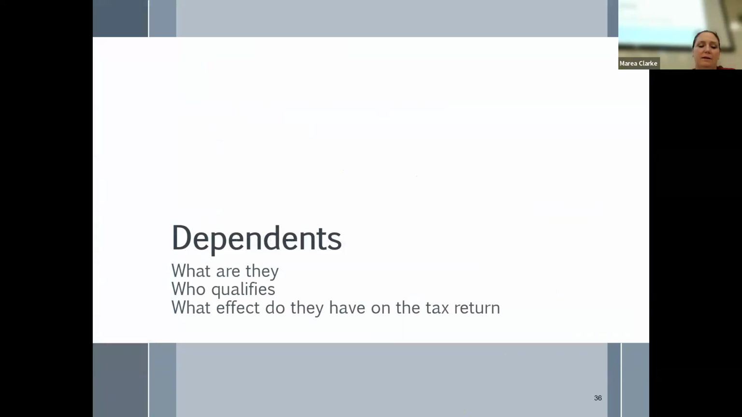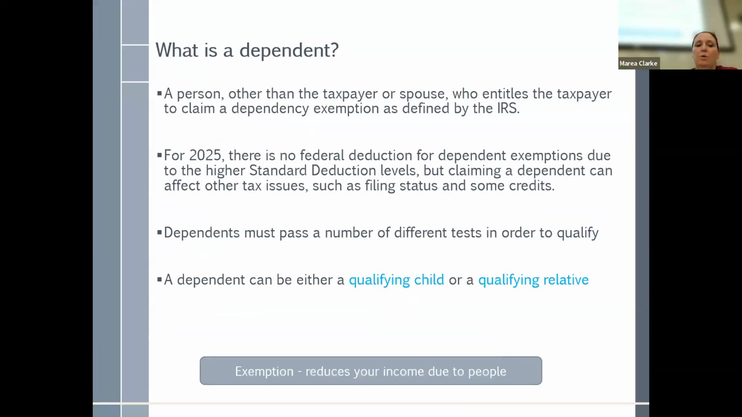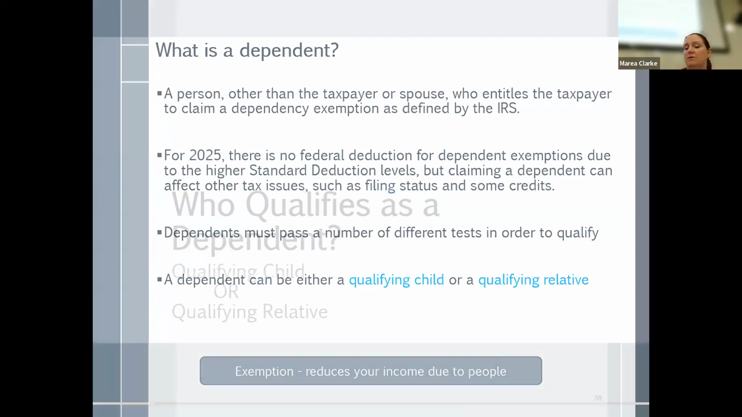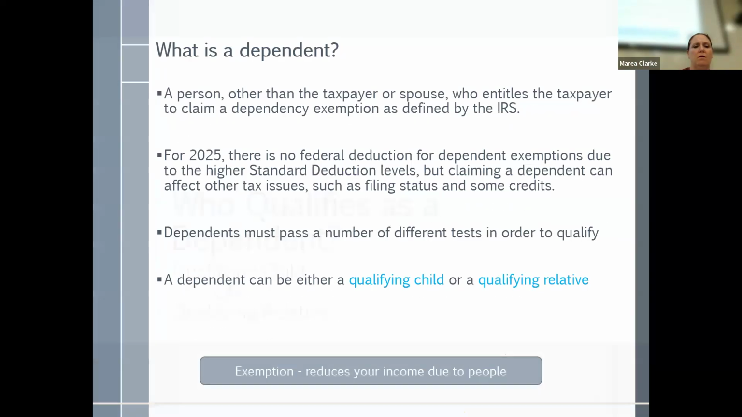Let's talk about dependents, and I think that's our last thing for tonight. So what is a dependent? This is a dependent for tax purposes, not a dependent for visa purposes. It's basically a person, so it's got to be a real person other than the taxpayer or spouse, that entitles the taxpayer to claim a dependency exemption as defined by the IRS, which is very circular for a definition. So in 2025, there is no federal deduction for exemptions because they've rolled that all into the standard deduction, but claiming a dependent can provide for some tax credits, and there are state exemptions that can be available as well.